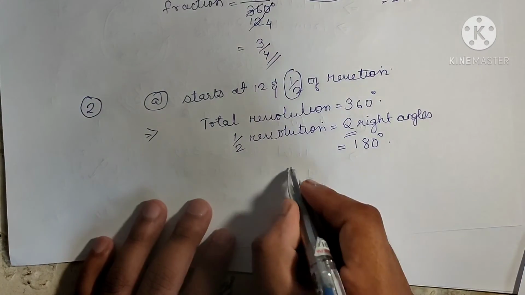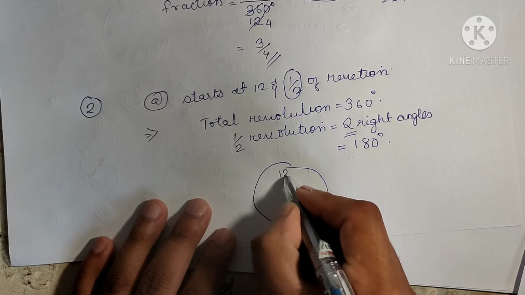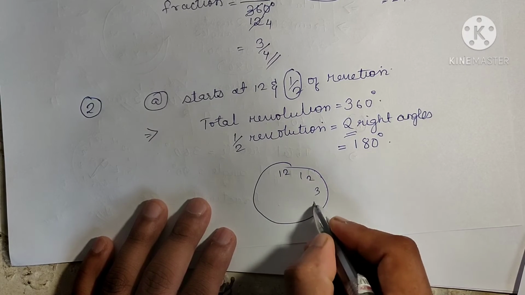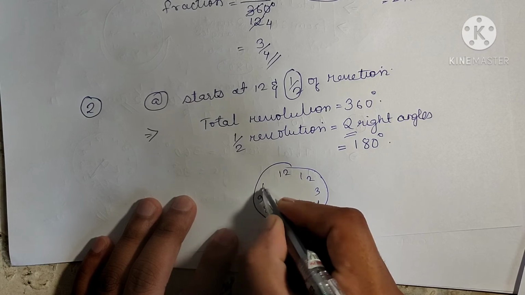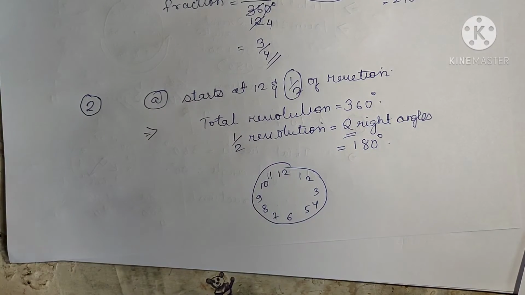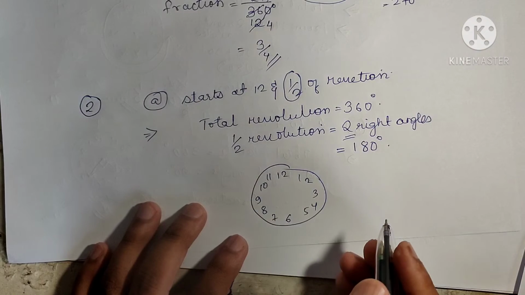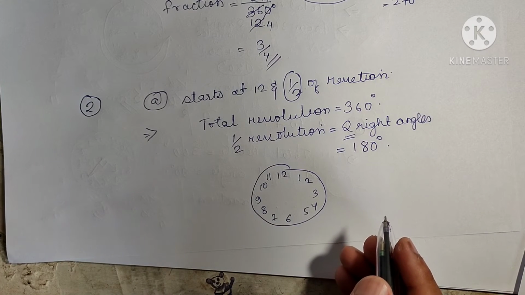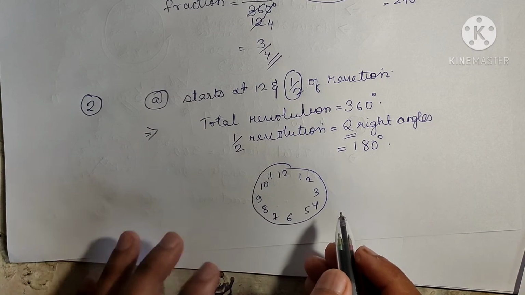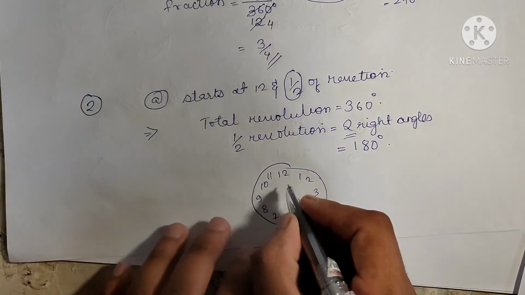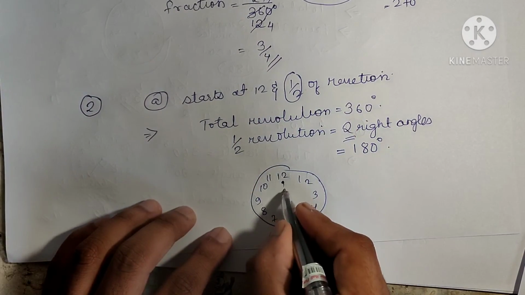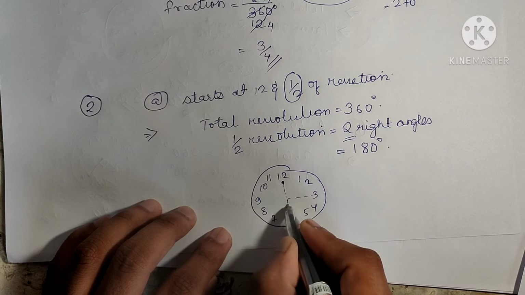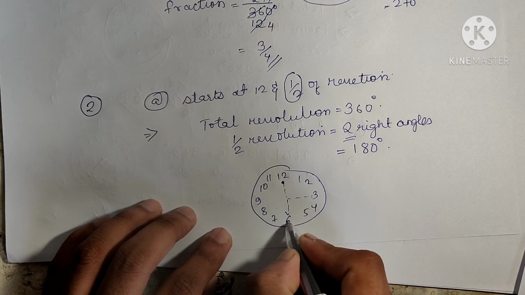Two right angles. So if your clock is at 12 here, 1, 2, 3, 4, 5, 6, 7, 8, 9, 10, 11. Okay, you don't always need to draw this, but for better understanding I am making you draw. From 12 to 6, from 12 it will start, and then it will make two right angles. The first will be up to 3 and the second one will be from 3 to 6, isn't it?